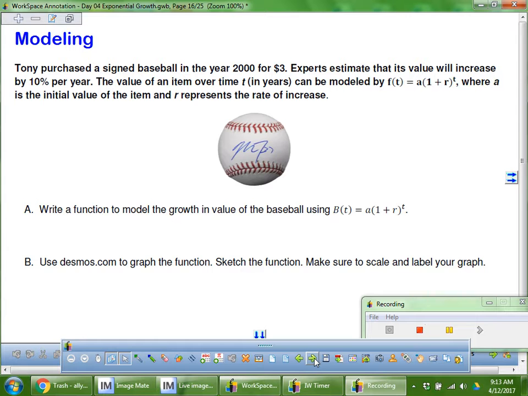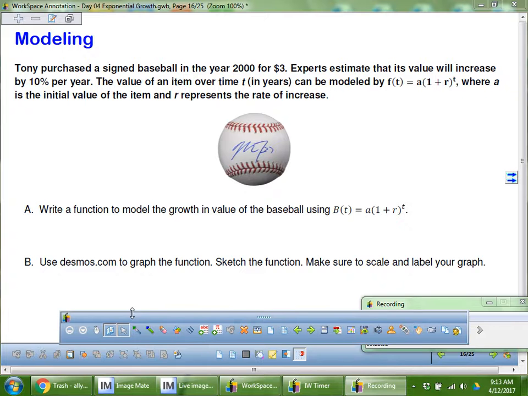All right. It is a Mike Trout autograph. So this is on a notes page that I need to hand out, but it says Tony purchased a signed baseball in the year 2000, which I don't know why it would be. Okay, maybe he was a minor leaguer in 2000. How old was Mike Trout then? Not very old. For $3. Experts estimate that the value of the baseball will increase by 10% each year. The value of an item over years can be modeled by the equation given. So it's asking, can you guys set up an equation?